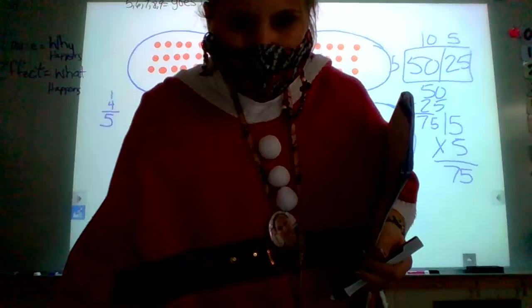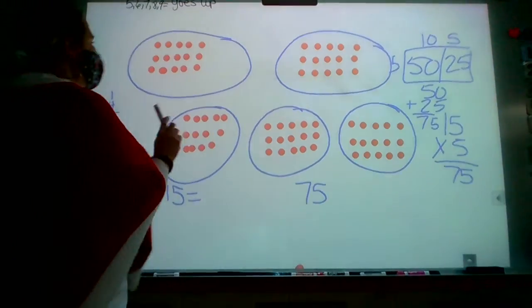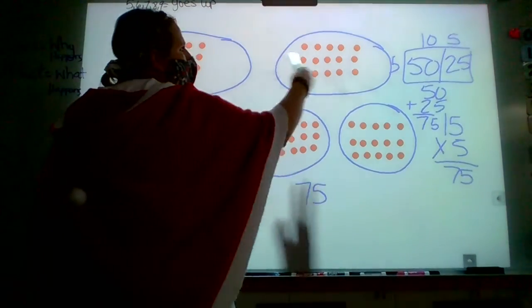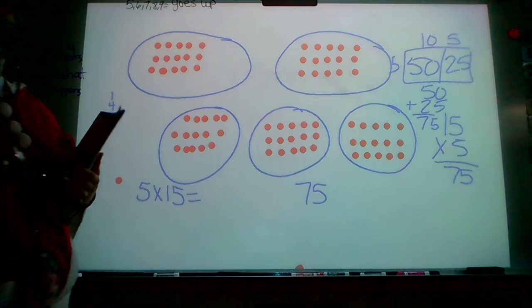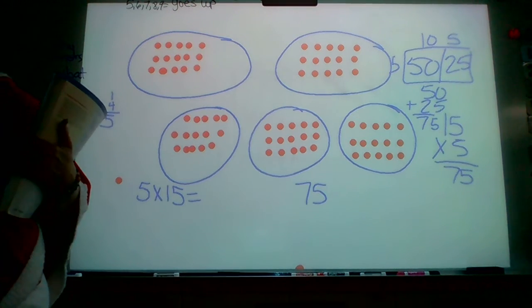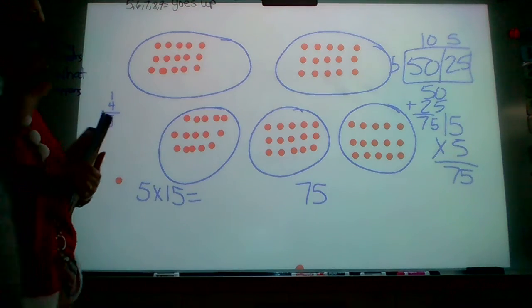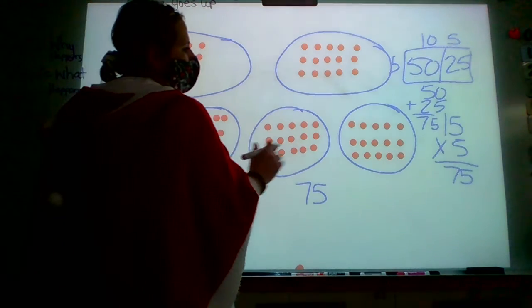Hold on, people. Okay, so we said that 15 times 5 is 75. Could we have counted all those dots? Yeah, we could have, right? Would we want to not have to do that because that takes too long? Yes, so we figured it out. 15 times 5 is 75.